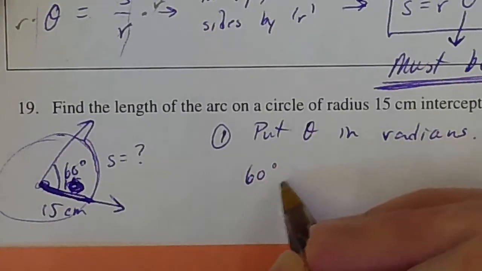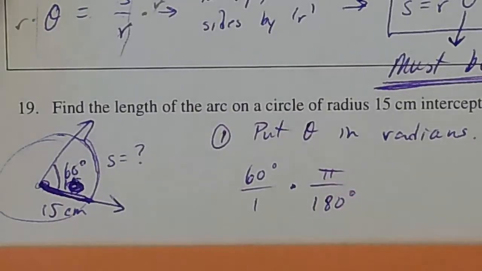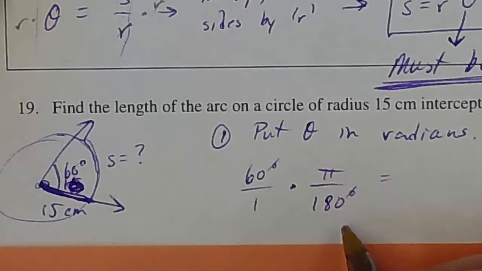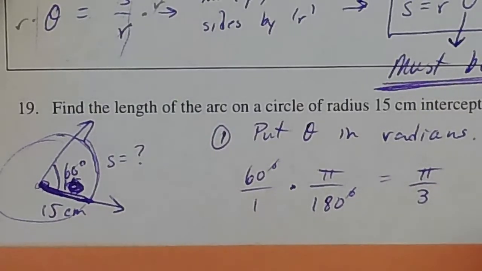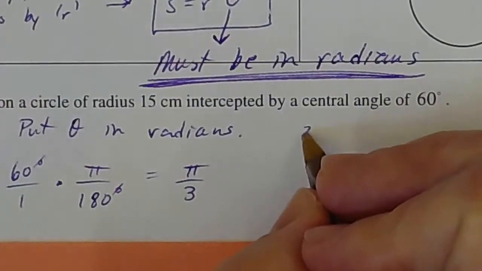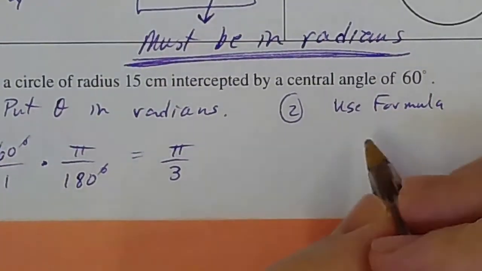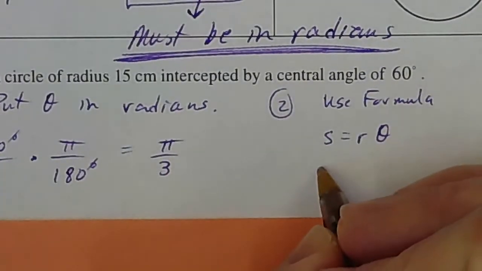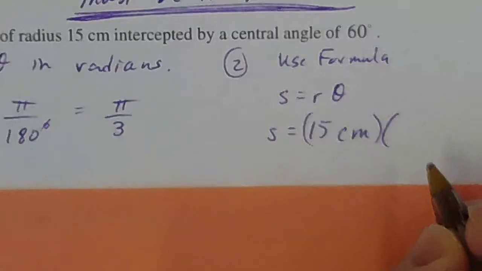So I've got 60 degrees, and I got to multiply that by pi over 180 degrees. Okay, degrees cancel out. So I have 60 pi over 180, but that's a 1/3 relationship. So it's pi over 3 radians, or 1/3 pi. Okay, so now step 2, just use the formula to finish it off. S equals R theta, as long as theta is in radians, which we took care of. So S equals 15 centimeters times the angle of pi over 3.